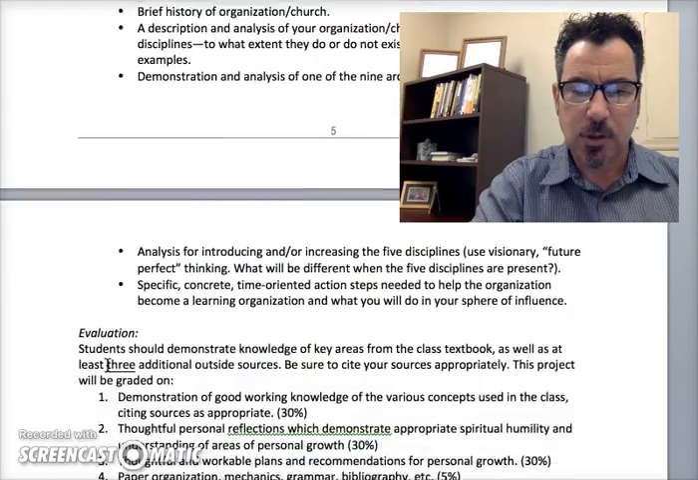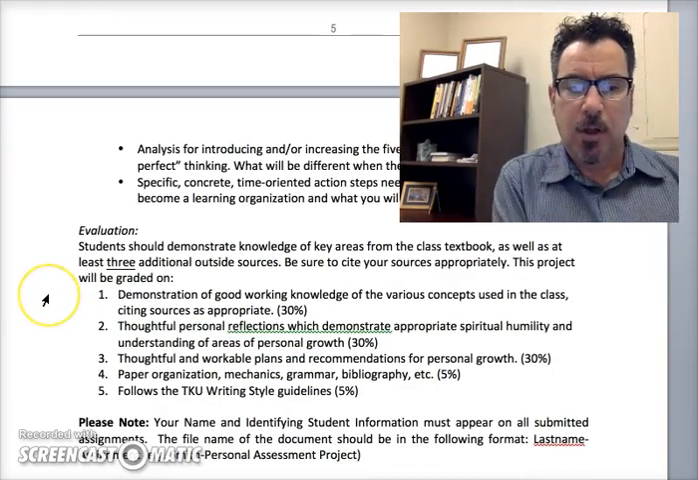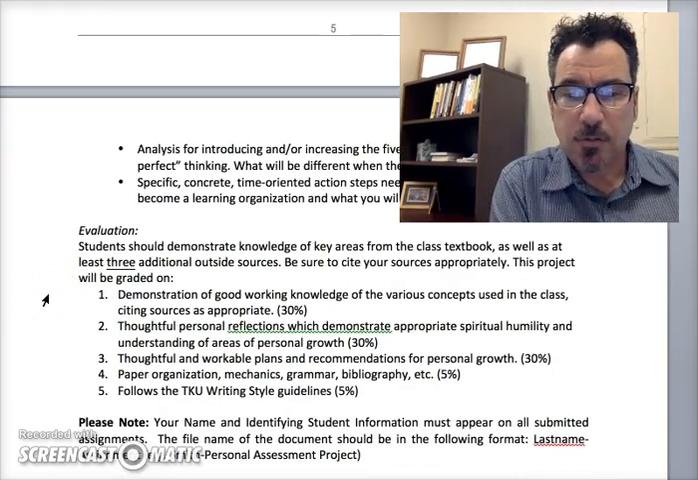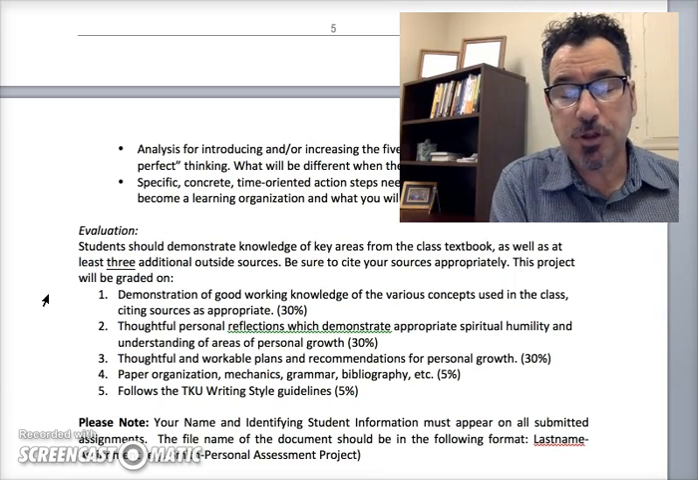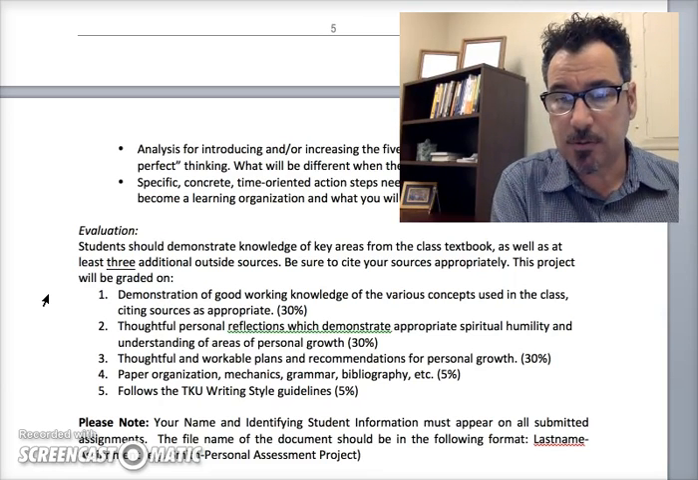All right, here we go. Demonstration of good working knowledge of the various concepts used in class. That's 30% of your paper, right? So don't skimp on this. 30% of your grade, I mean. Don't skimp on that. Don't give me 2 citations and give me a quote from Wikipedia or something and expect that you're going to get a good score on that, right?